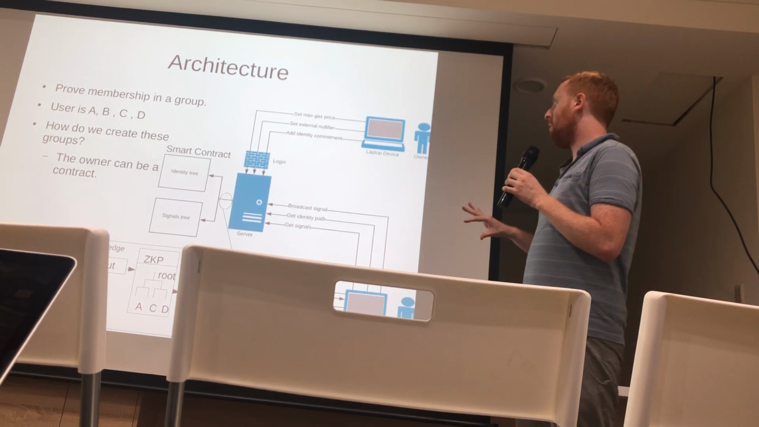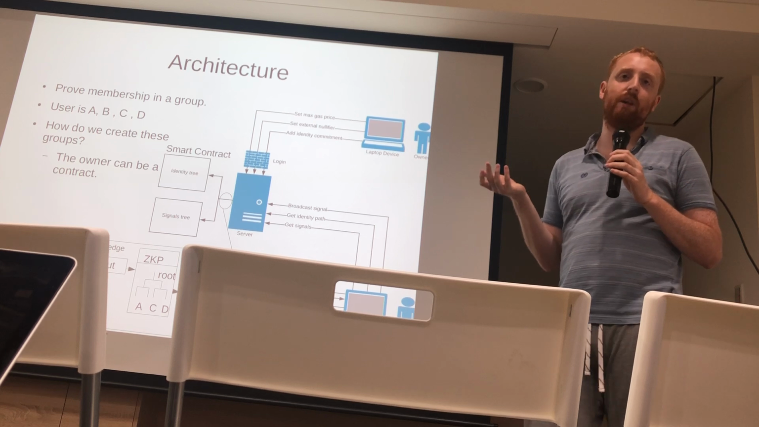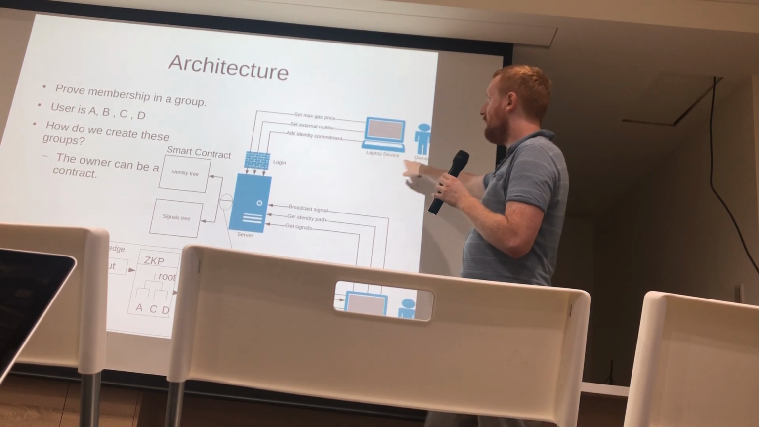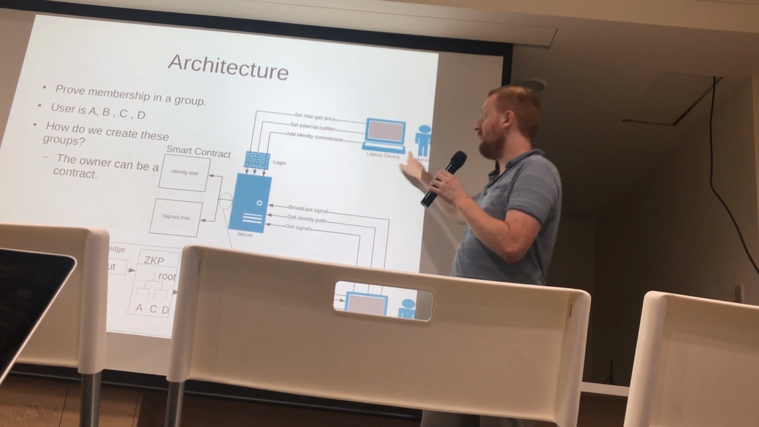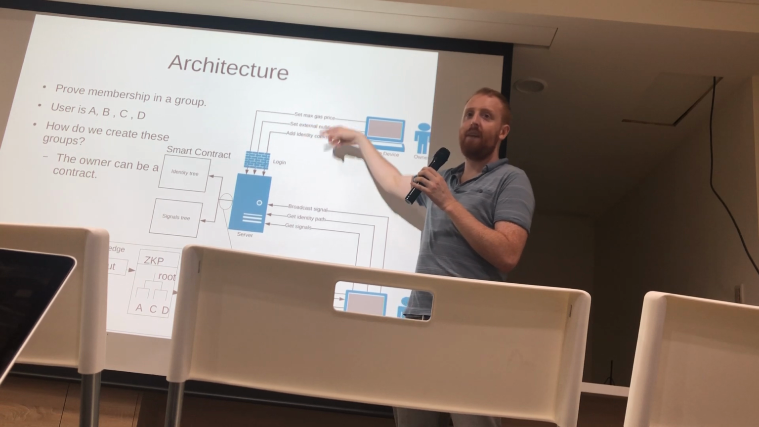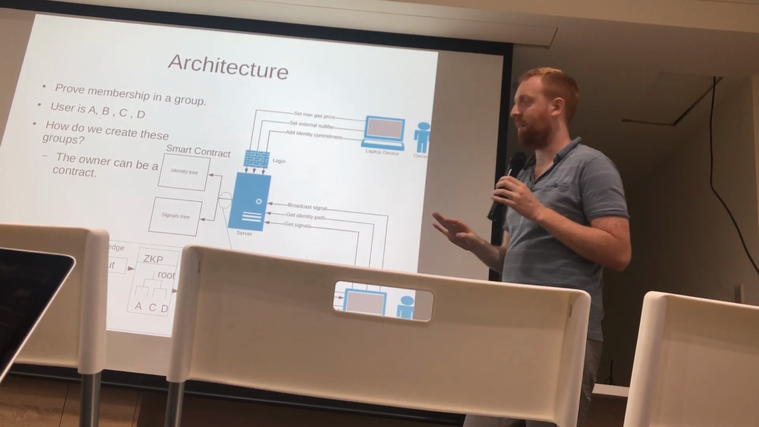And then, here's the basic infrastructure that we need. We need a way for the owner to add an identity to our group. They can add an identity, they can set the external nullifier, and they can set the gas price, which we'll talk about a little bit later.